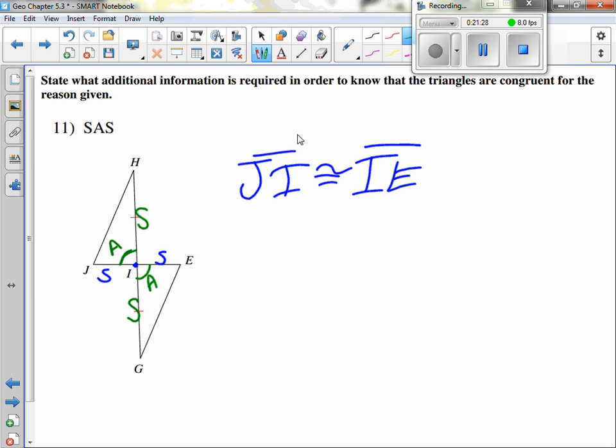What are we doing? What additional information is required in order to say that they are congruent by side angle side? So if I wanted to be able to use side angle side to say that they're congruent, I need what? That JI and IE to be congruent, yes? So we're not actually proving that the triangles are congruent. It's pretty much, if we wanted to be able to say this is true, what would we need to know? We would need to know this. Does that make sense? It's kind of, what additional information do we need?